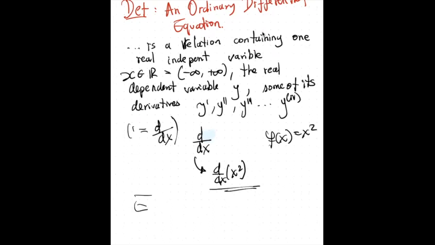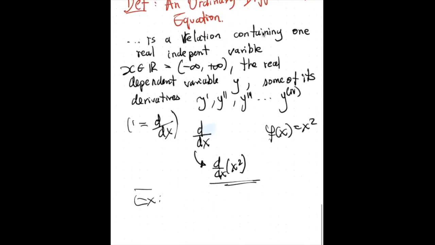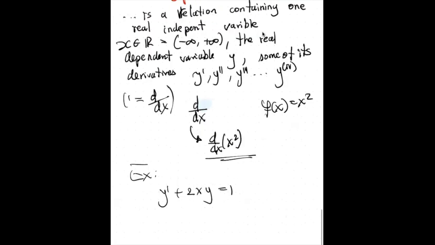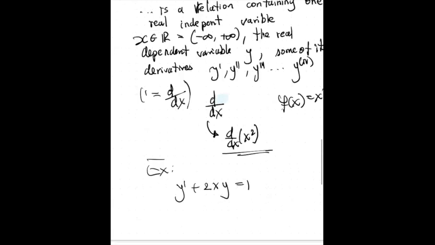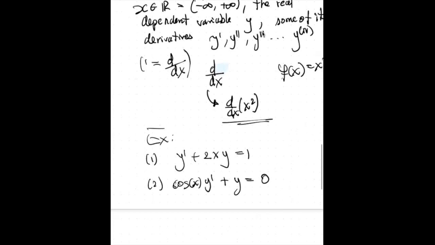For examples, we have y prime minus 2x equal to 1, which is a differential equation. This is a differential equation. And for example, cosine of x times y prime plus y equal to 0 is a differential equation. So that's all.